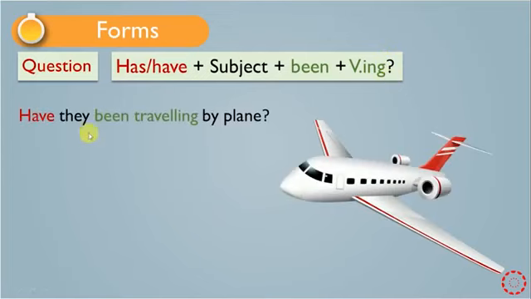Look at this example. Have they been traveling by plane? We have have here at the beginning because it is the question form, and then we have the subject. After that we have been plus verb-ing, which is been traveling. It means in present perfect continuous we cannot say traveled or the base form of the verb. We have to use the ing form of the verb, which is traveling, been traveling.